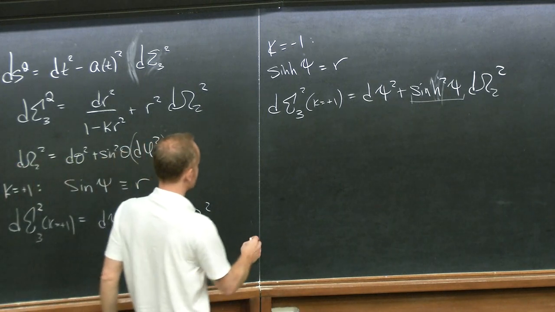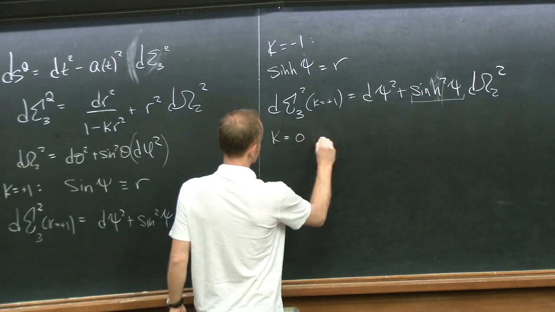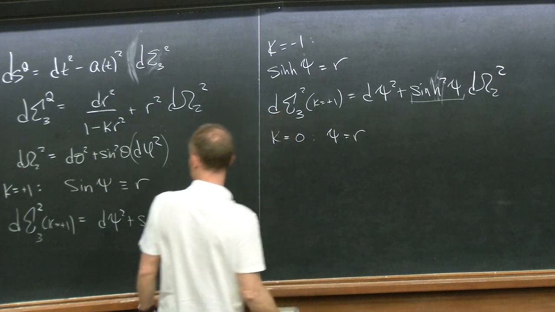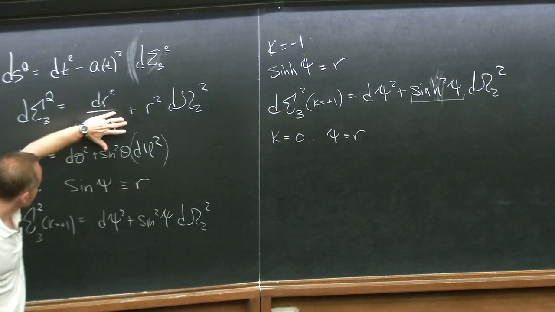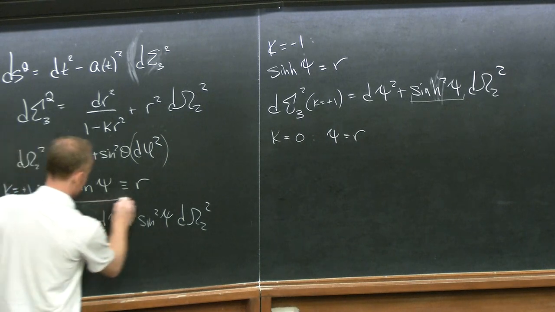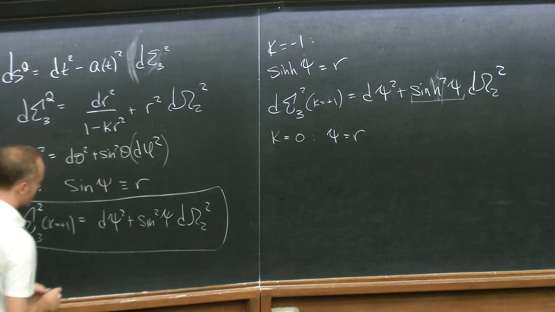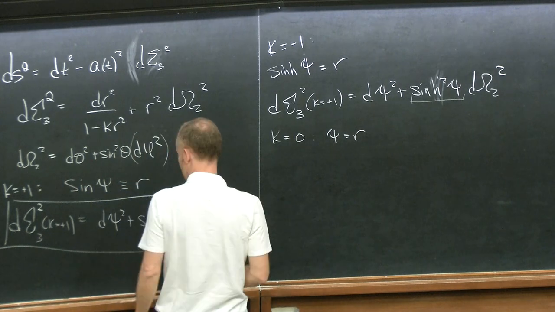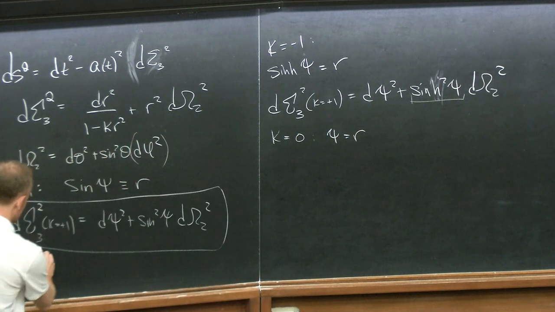And of course, for k equals 0, we don't have to do anything. This is just flat space. Okay? All right, so those are the three spatial topologies for homogeneous and isotropic cosmology. Now, I should have said, this metric is a three-sphere with radius 1.